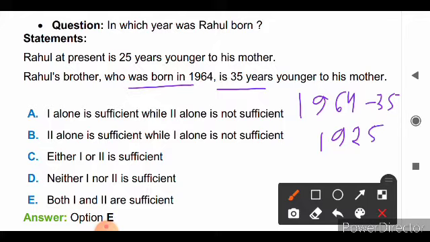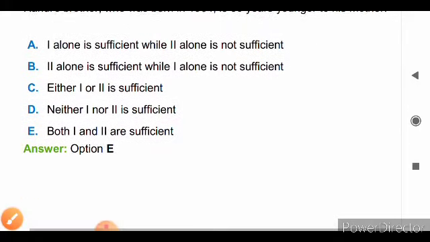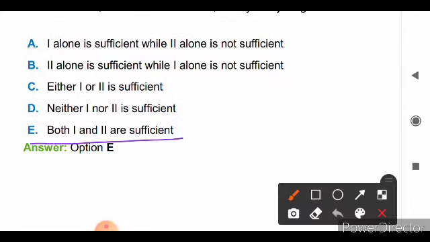Then with statement 1 we can find the birth year of Rahul. So Rahul's birth year is 1929 plus 25, because statement 1 says Rahul at present is 25 years younger to his mother. So Rahul's birth year is 1954. So we can say with both statements we can find the answer. So the answer to this question is that both 1 and 2 together are sufficient to answer the question.